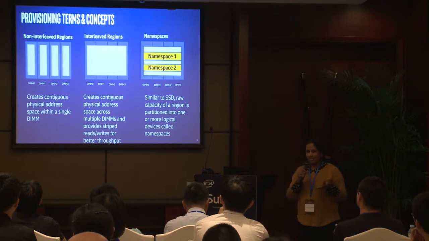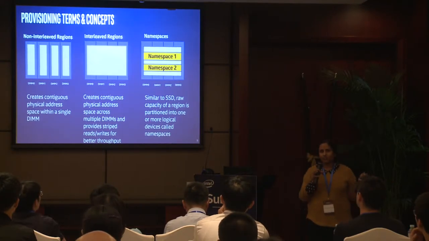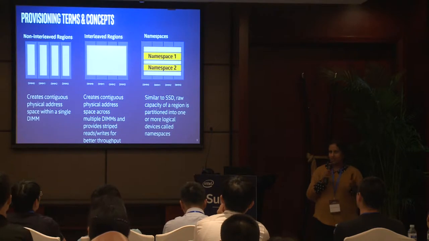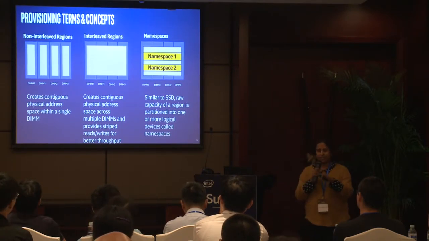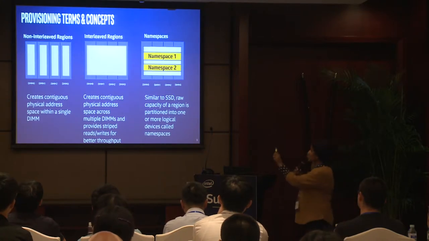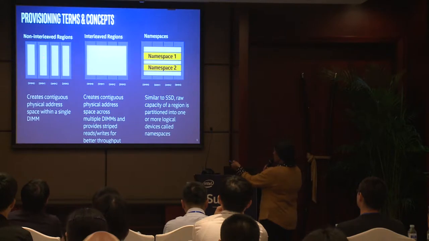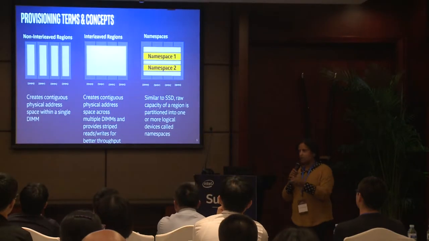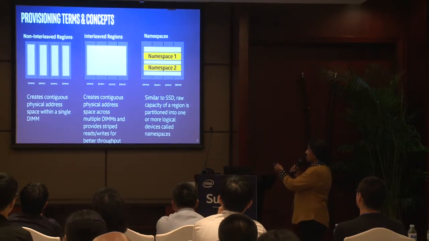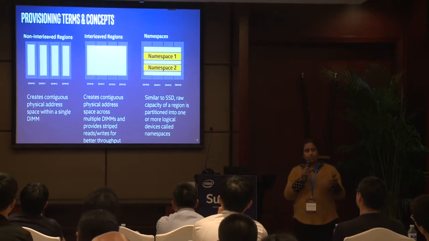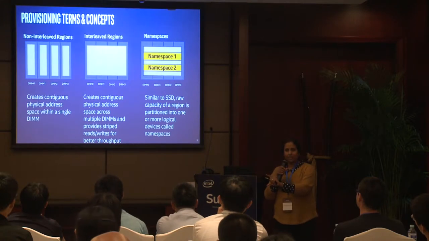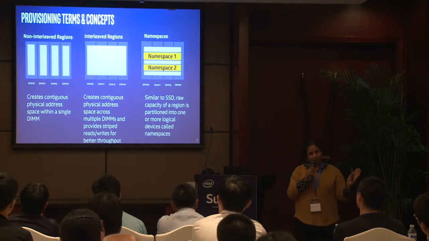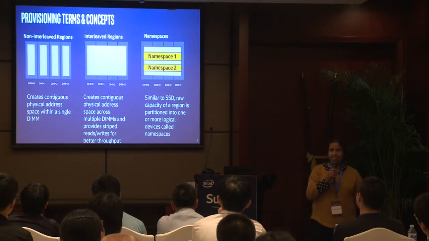A region is nothing but a contiguous range of physical addresses. A region can be created on a per DIMM basis, or a region can be created across multiple DIMMs. If you take a look at this one, it's called a non-interleaved region. That means a region is created on a per DIMM basis. Whereas this one is called an interleaved region because we are using multiple DIMMs to create that contiguous address space. The advantage of interleaved is that when you do a read or a write, it goes across the DIMMs, and so you have better throughput for reads and writes.